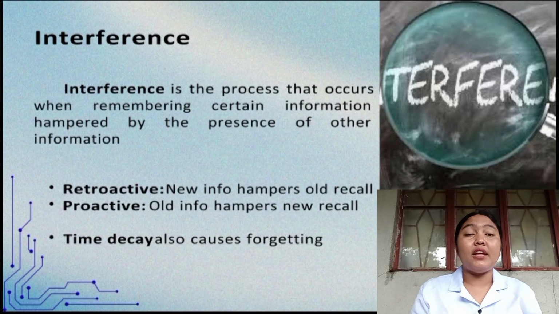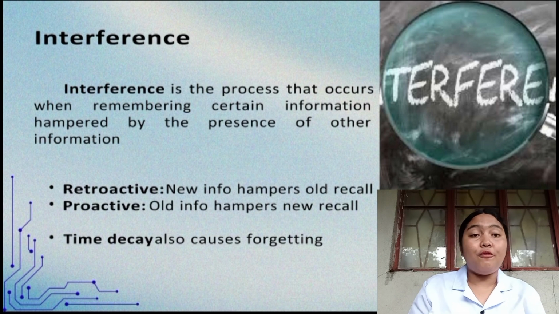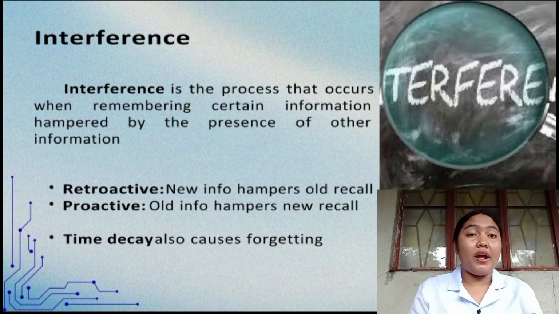In summary, forgetting can happen because of interference, which can be retroactive or proactive, from other information, or simply because time passes without reinforcement. Another one related to time decay is the tip-of-the-tongue phenomenon, which is yung sinasabi natin na nasa dulo ng dila ko pero makakalimutan natin yung information.